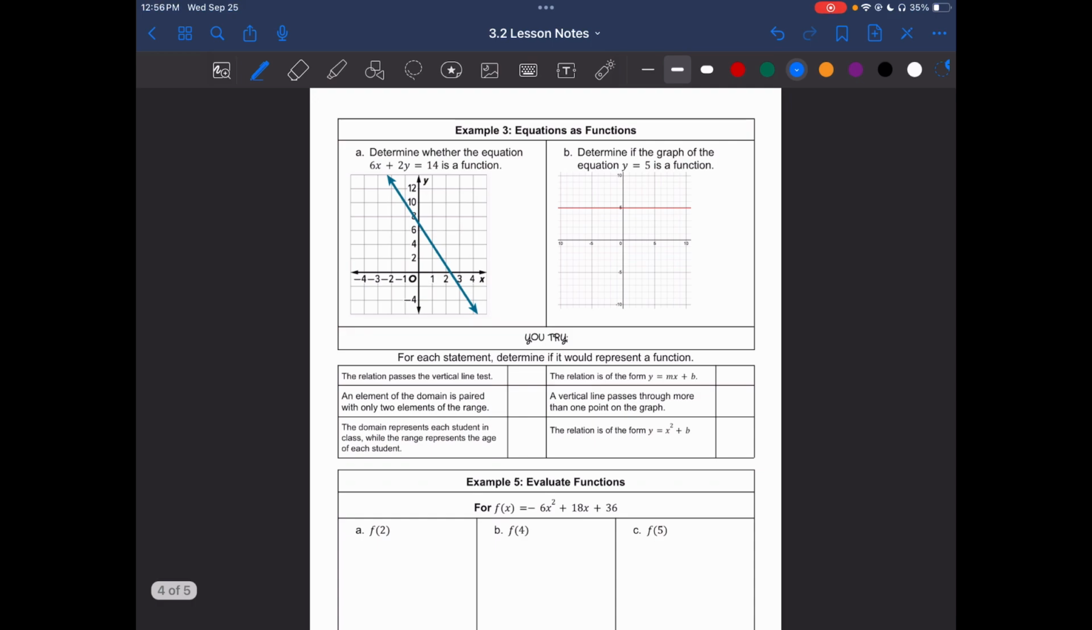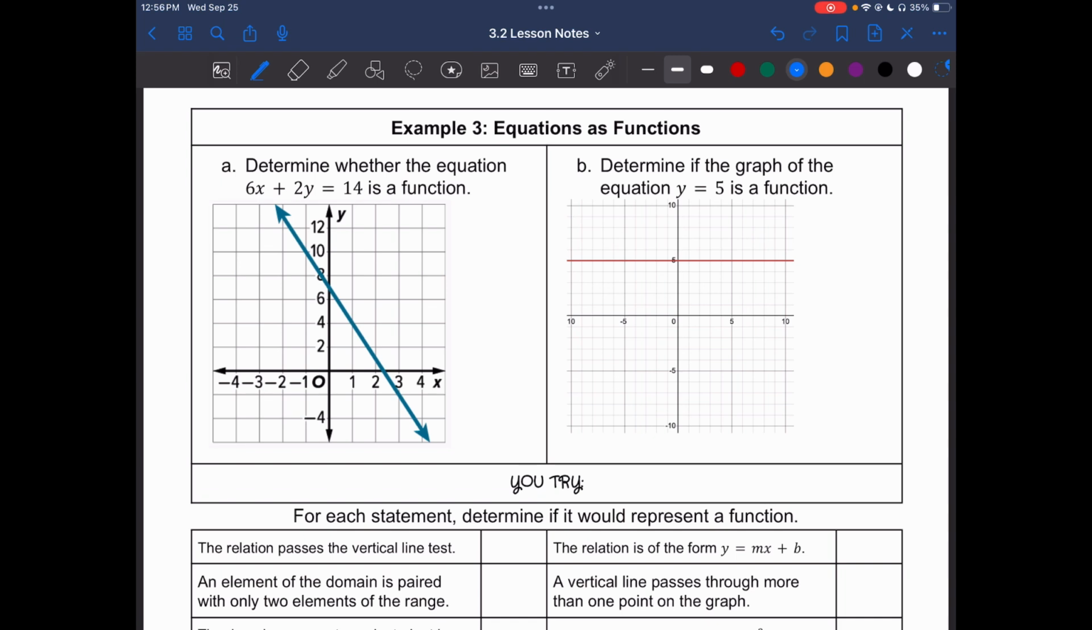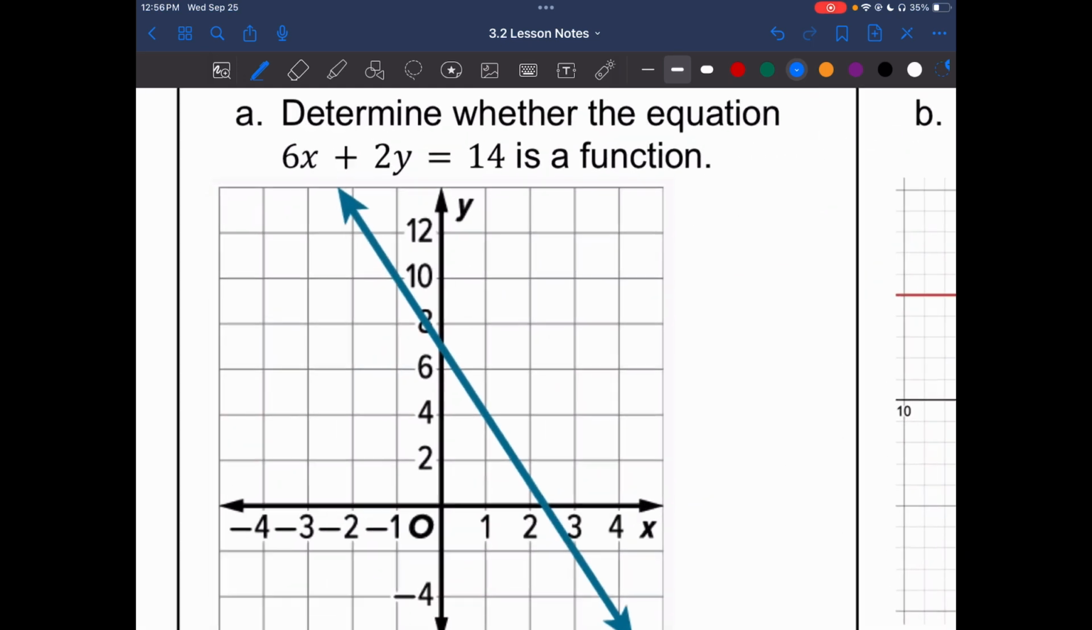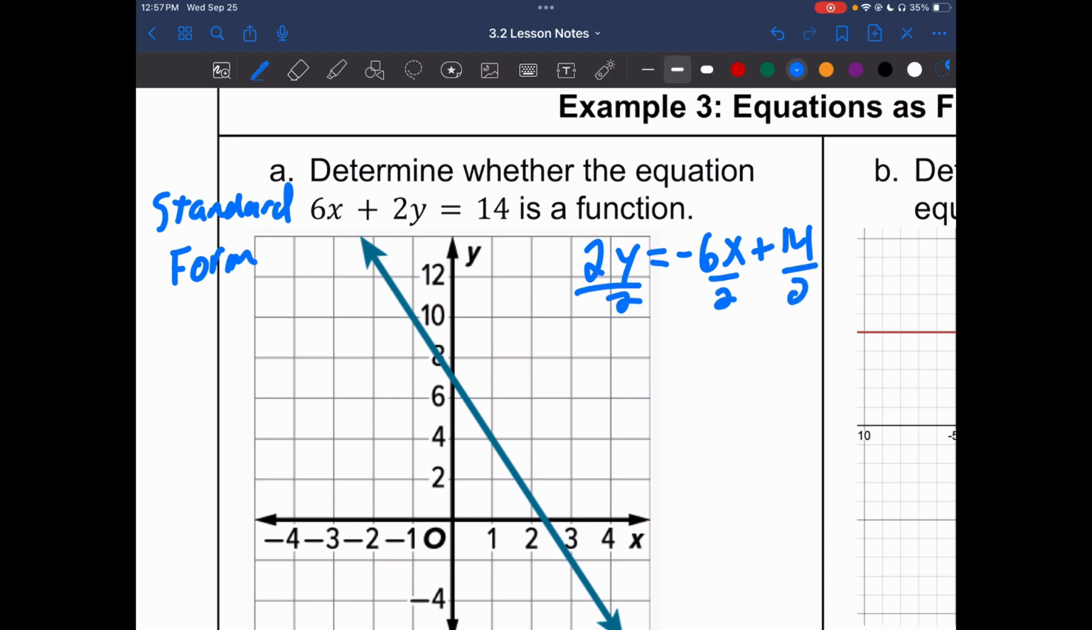All right, as we go to the next page, we are looking at equations as functions. Now, an equation can be a function in a couple different ways. This first one here, we have an equation written in standard form. It's a linear equation, and we can solve it and put it in slope-intercept form. If we subtract 6x from both sides, we get 2y equals negative 6x plus 14. Divide by 2, we get y is equal to negative 3x plus 7. This is slope-intercept form.